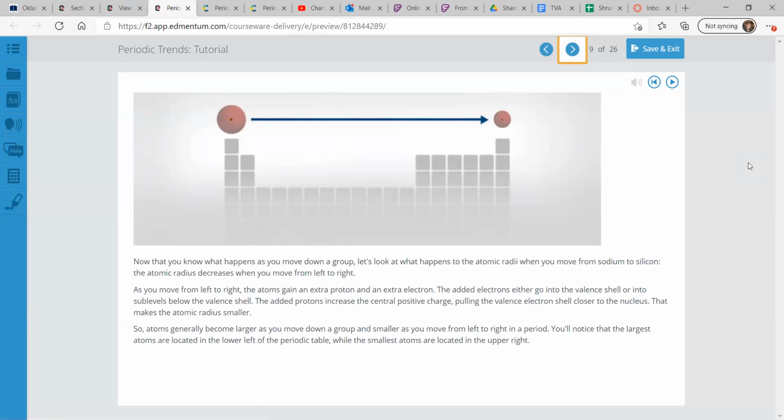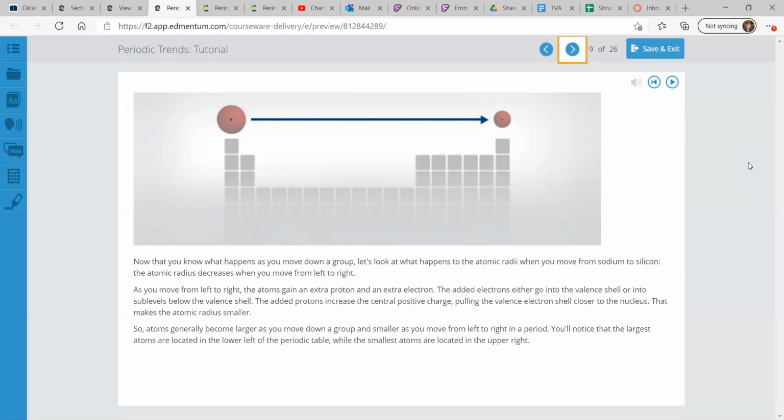Now that you know what happens as you move down a group, let's look at what happens to the atomic radii when you move from sodium to silicon. The atomic radius decreases when you move from left to right, for the most part. As you move from left to right, the atoms gain an extra proton and an extra electron. The added electrons either go into the valence shell or into sublevels below the valence shell. The added protons increase the central positive charge, pulling the valence electron shell closer to the nucleus. That makes the atomic radius smaller.